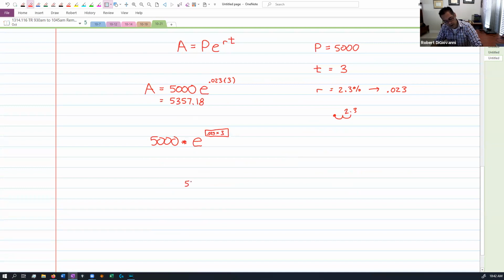So if I took the 5,357.18 and I subtract the original amount, 5,000, it would come out to 357.18. That's how much the bank paid me to hold on to my money for 3 years. It's a little over $100 a year is what they paid me. Make sense?